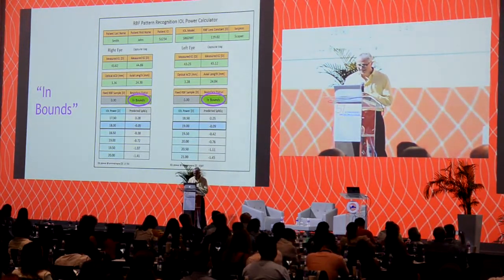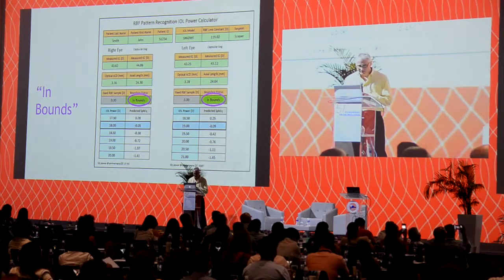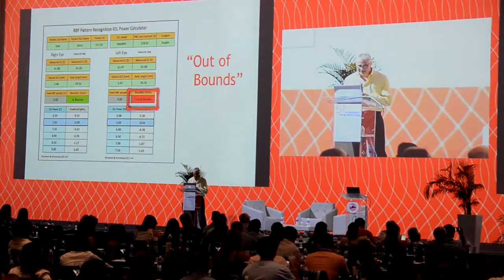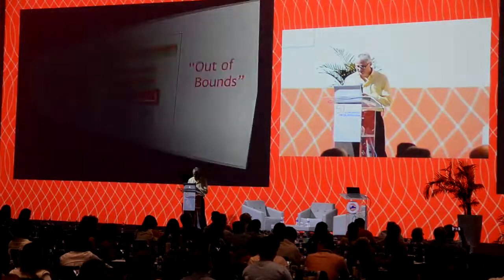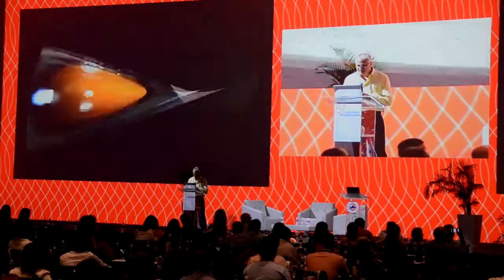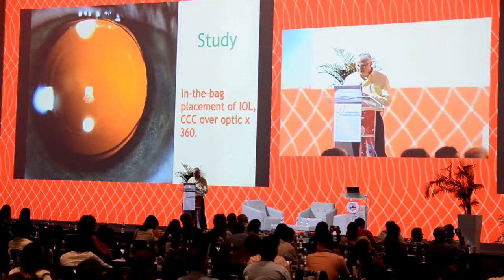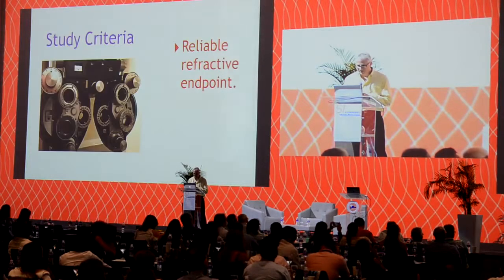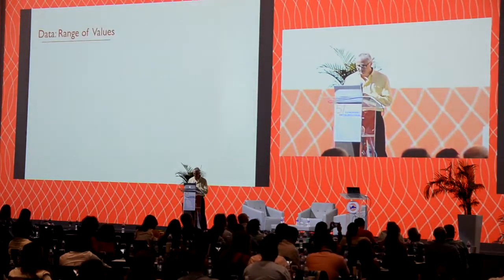They always had to be in bounds. That's an interesting thing about the RBF, is it tells you whether it's in bounds or out of bounds, and we'll talk about that later. Out of bounds means that the data set doesn't know how to recognize that particular data point. We aimed for near plano in all of these cases in the study. And they had to have in-the-bag placement with a capsulorhexis covering the optic edge for 360 degrees. We had to have at least 1 month of follow-up and a reliable refractive endpoint.